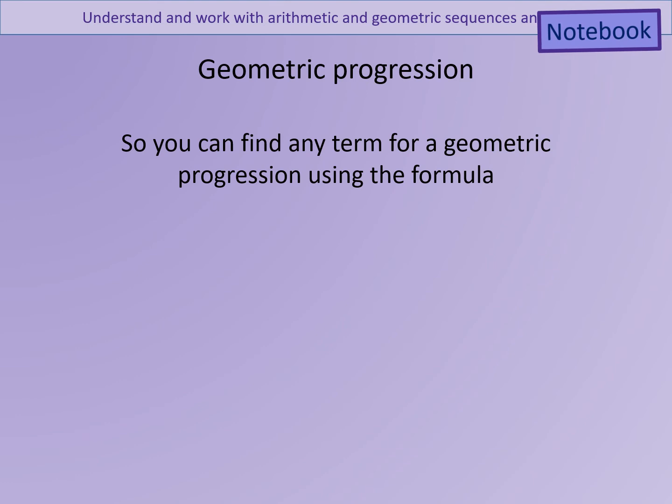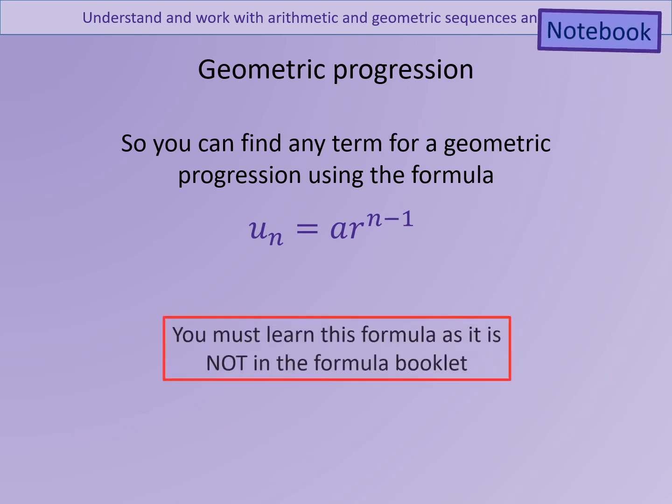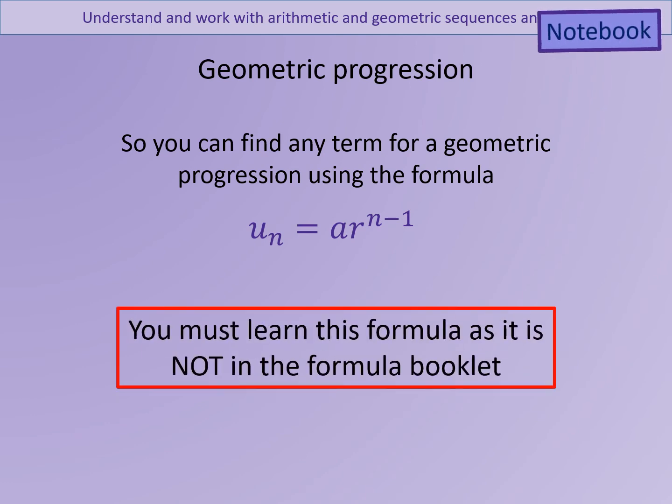So we can find any term of a geometric progression using this formula: un equals ar to the power n minus 1. This is not given in the formula book, so you do need to learn this one.